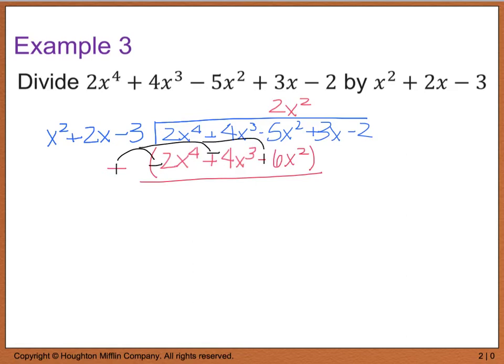Change it to addition. X to the fourth terms are going to cancel. Actually, in this case, my x cubed terms are going to cancel because a positive 4x cubed plus a negative 4x cubed is going to cancel. Then I'm left with negative 5x squared plus 6x squared, which is a positive x squared. I have to bring down my next term, which is a plus 3x.